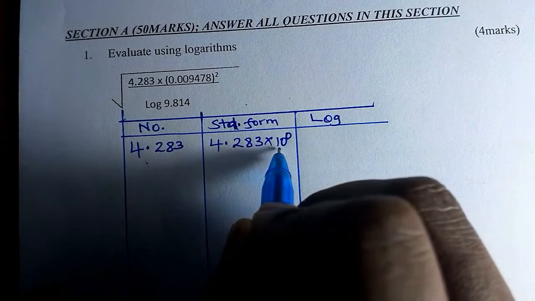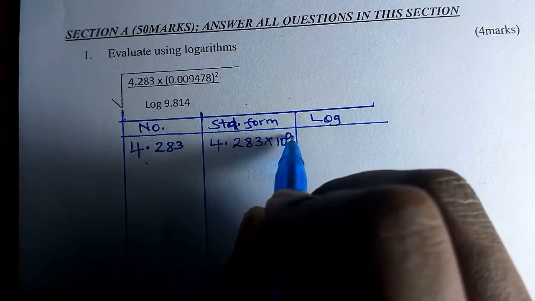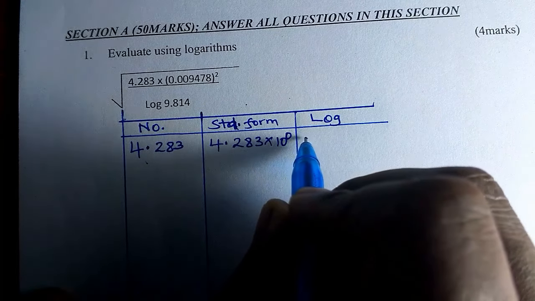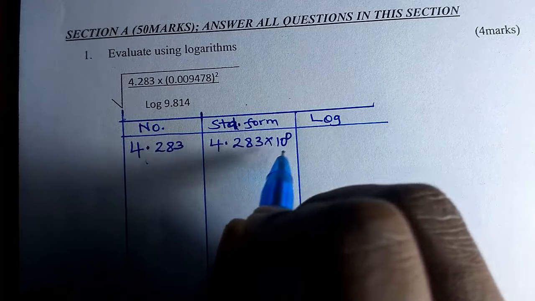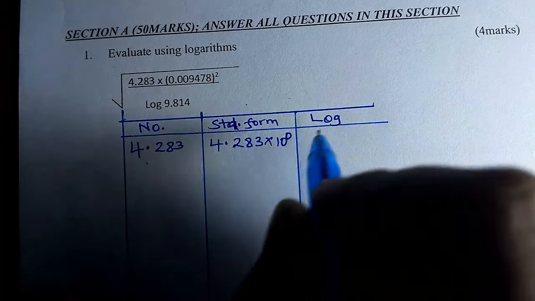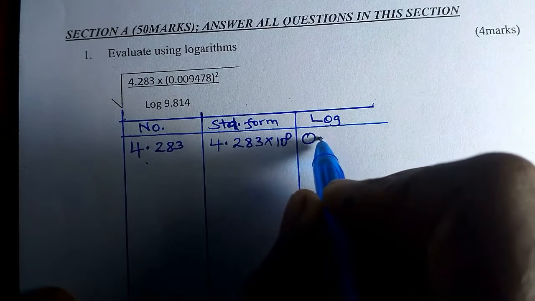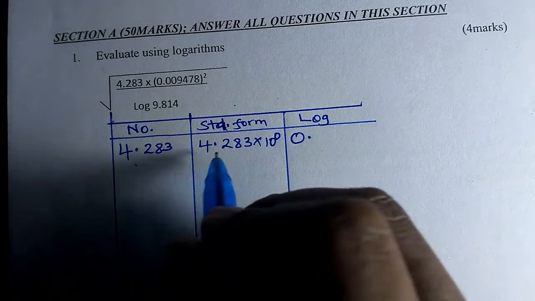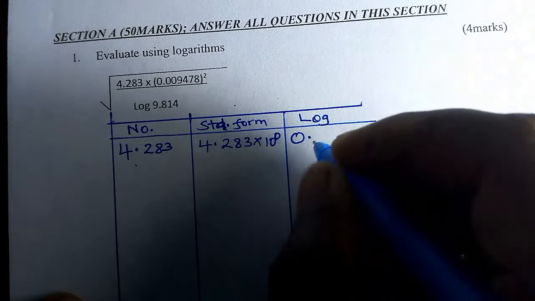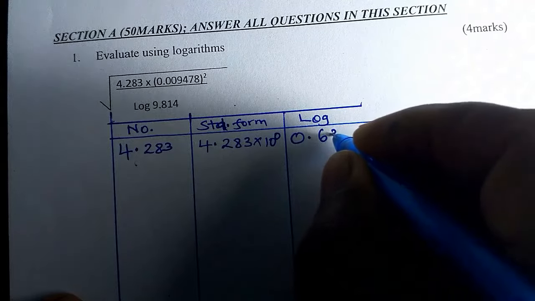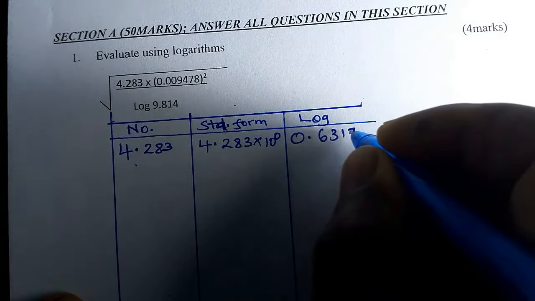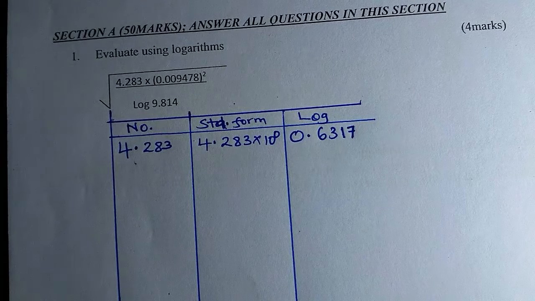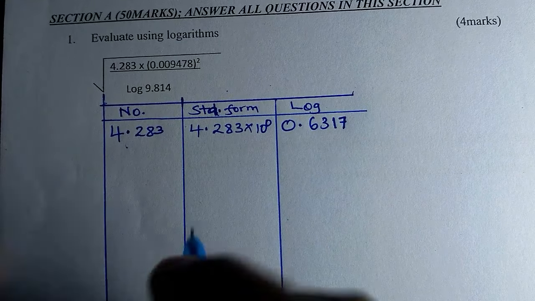Then this power of 10 gives us what we call the characteristic, and the mantissa we will get from the log of this number. So the characteristic is 0. Then you press your calculator, log 4.283. That will give you 0.6317. Whenever you are using a calculator, it is four figures. The fourth figure, if it is 5 or more, you increase the fourth one. If it is not, you leave it that way.